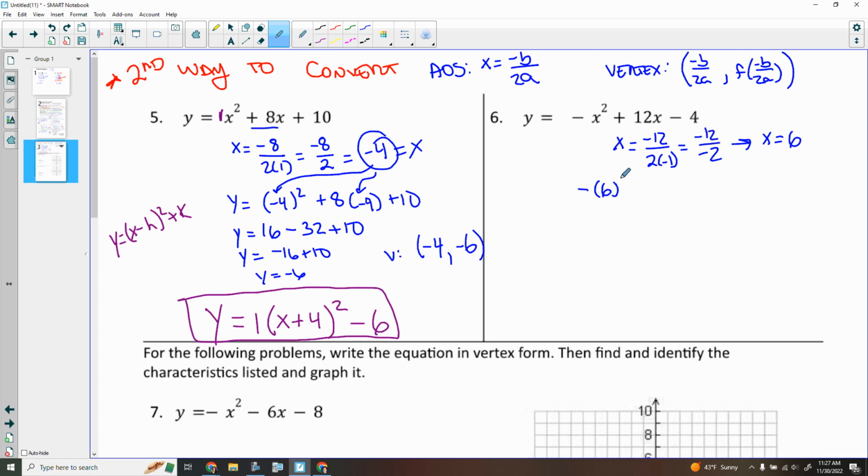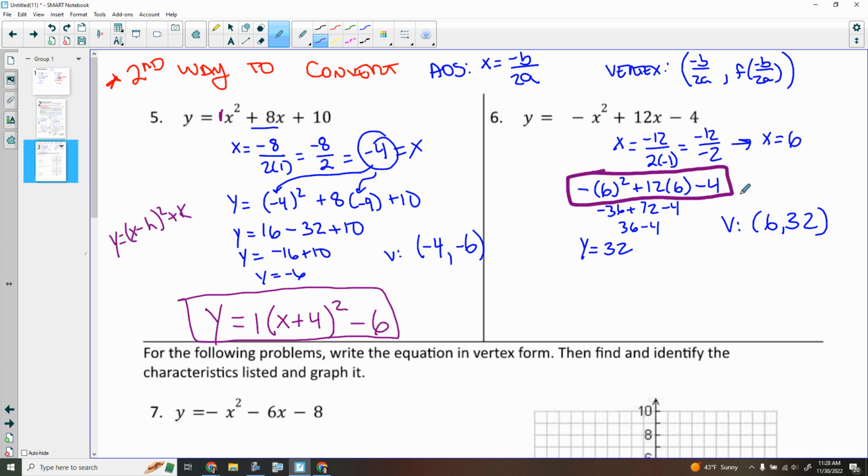Negative 6 squared plus 12 times 6 minus 4. This term here, when I plug it in, is going to give me negative 36 plus 72 minus 4, 36 minus 4. Okay, so my y is going to equal 32. So my vertex is the point 6, 32. And again, in your calculator, you can plug this in exactly as you see it, and you'll immediately get that value right there.